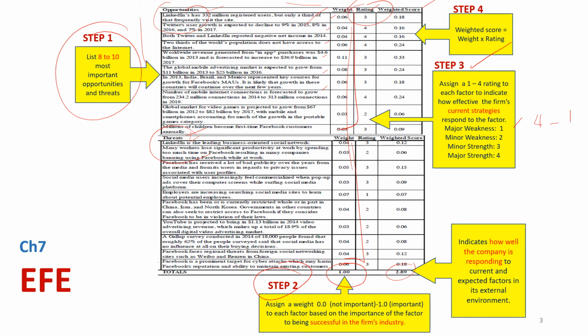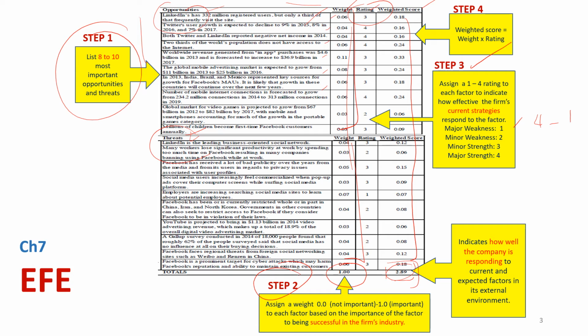For the weighted score, you go ahead and add them up, and you should have the total weighted score. Now again, as in the IFE, the total score of 2.5 is an average score. 2.5 is an average score.